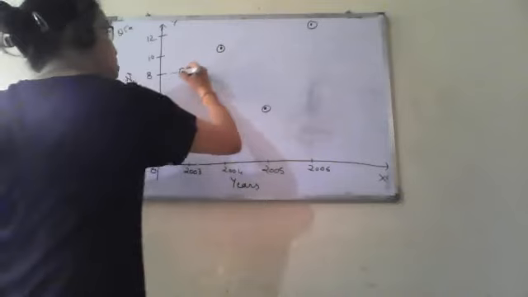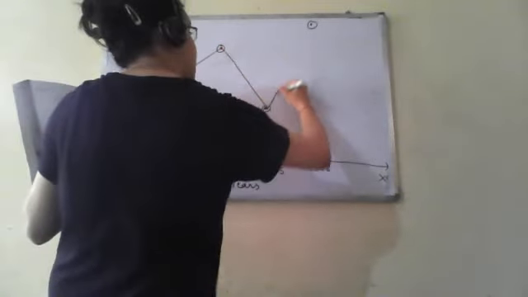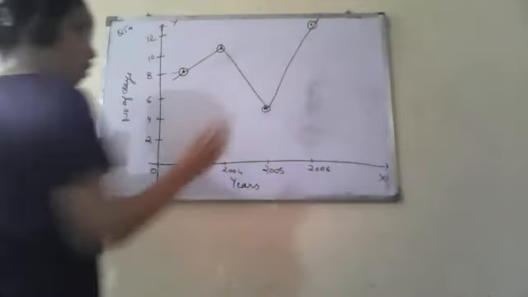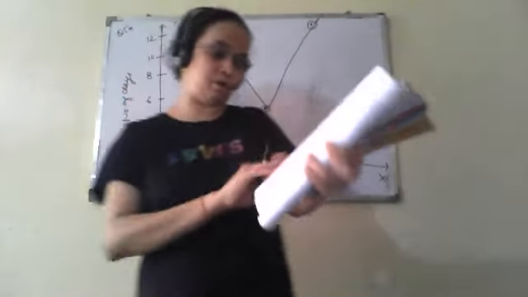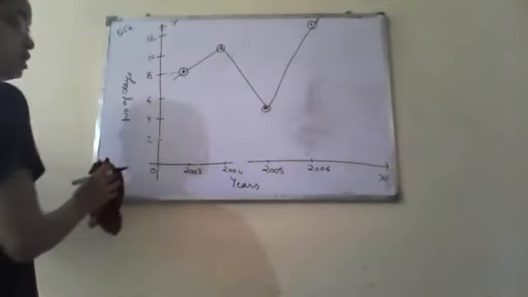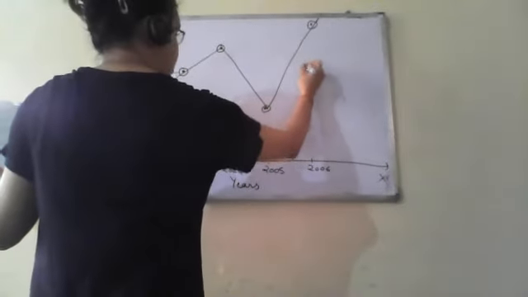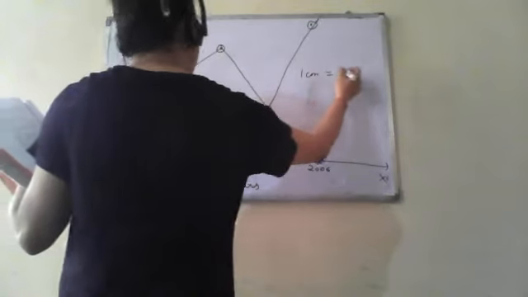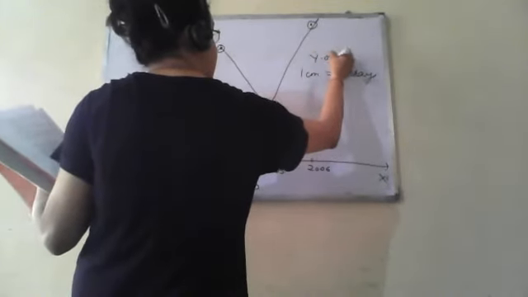So we can join this. You have to join with the help of a scale, and you have to draw very neatly. So this was question number 5A part. Now question number 5B part. So I hope this is clear. And you have to mention the scale. The scale on the y-axis was 1 centimeter equals 2 days. This was the scale on the y-axis. Okay.